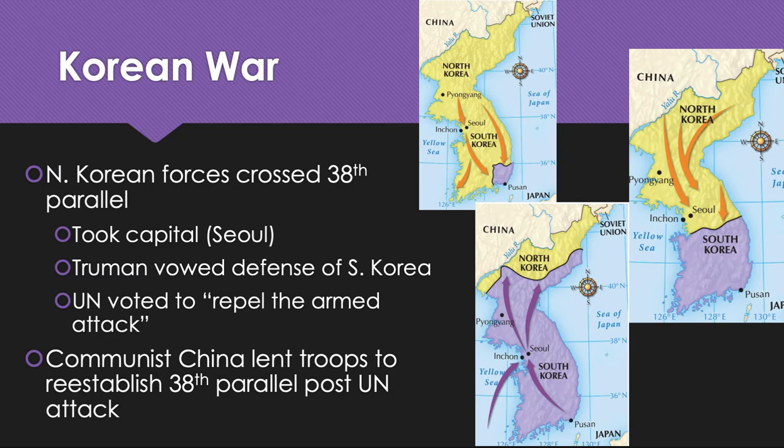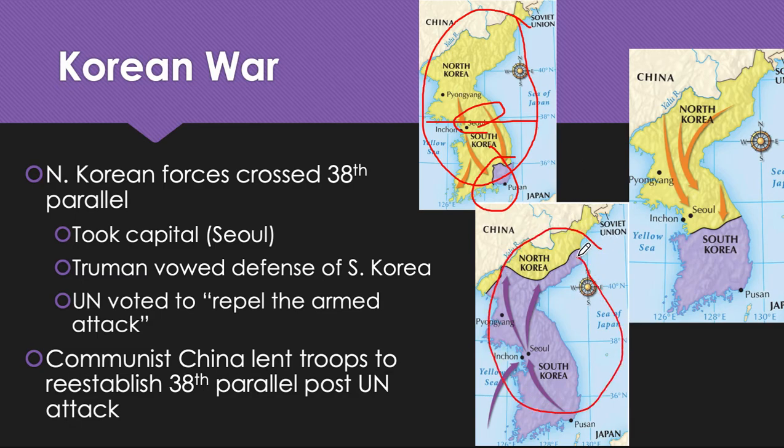Now, initially, we are going to push back. So you can see the first map there is, let me circle it for you. The first map here is going to be the first attack from the Northern Korean forces, passing that 38th parallel, taking the capital of Seoul, and decreasing the control of the Southern forces down to a very small portion. Now, once the United Nations gets involved, aka the United States, we're going to see this repelling attack where we squeeze the North Korean forces back up to the top again.